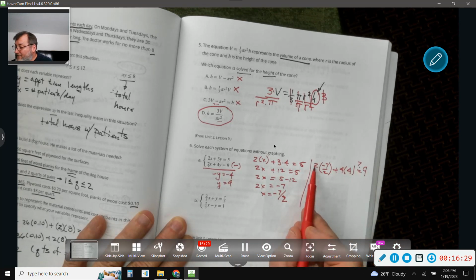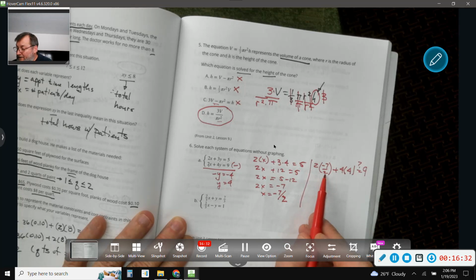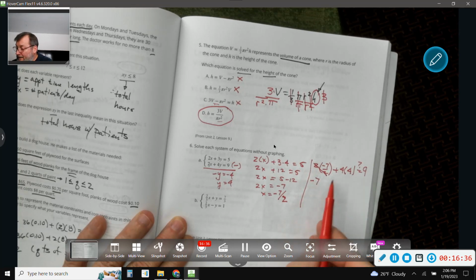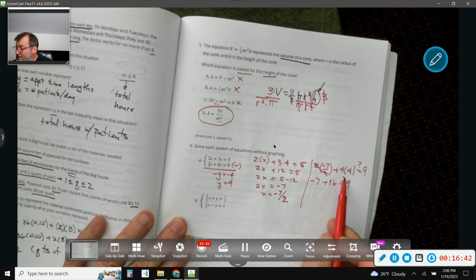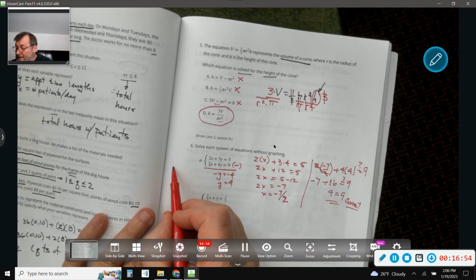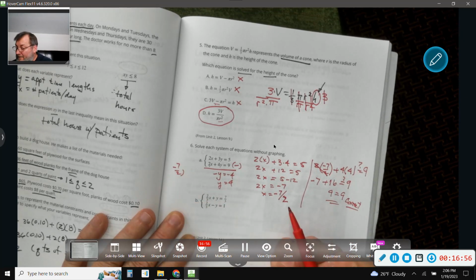Well, you see you have 2 times 7 divided by 2, so the 2's cancel. So I just get a negative 7. All right, 4 times 4 is 16, equals 9, question mark. Well, negative 7 plus 16, that is in fact 9. So, yep, it's correct. All right, so your answer here will be negative 7 halves, comma, 4.